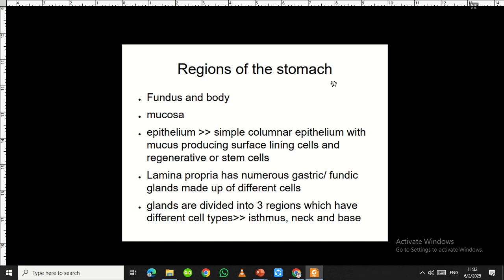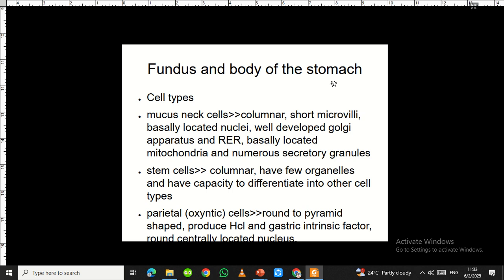I am mainly concerned with the base. Why? Because it is very important to understand that in the base, that's where you find the parietal and chief cells, which are very important. You understand? So the parietal cells, as we're going to see histologically, are eosinophilic, right? And the chief cells are going to be basophilic, as we're going to see. Right, so let's just take a look at these cells.